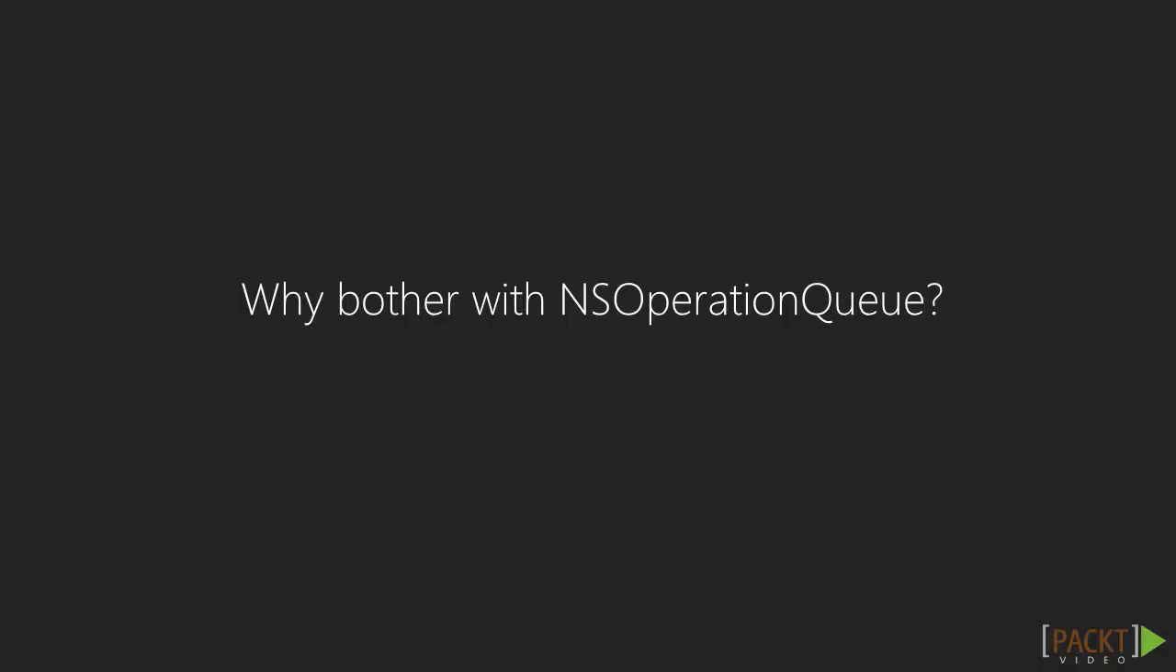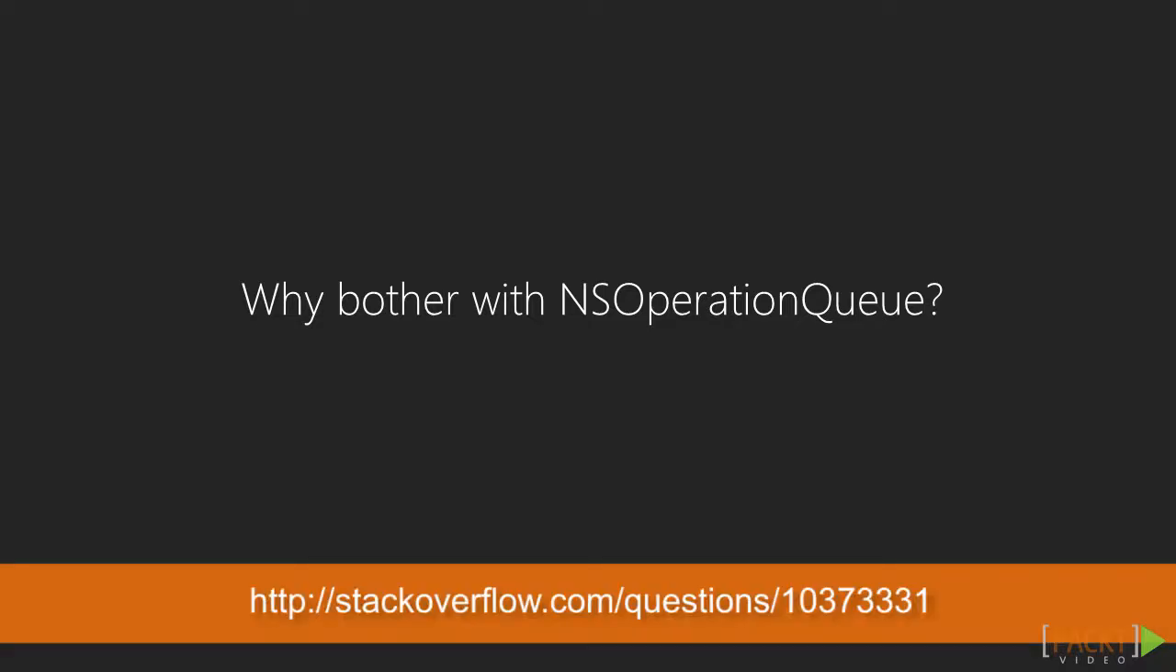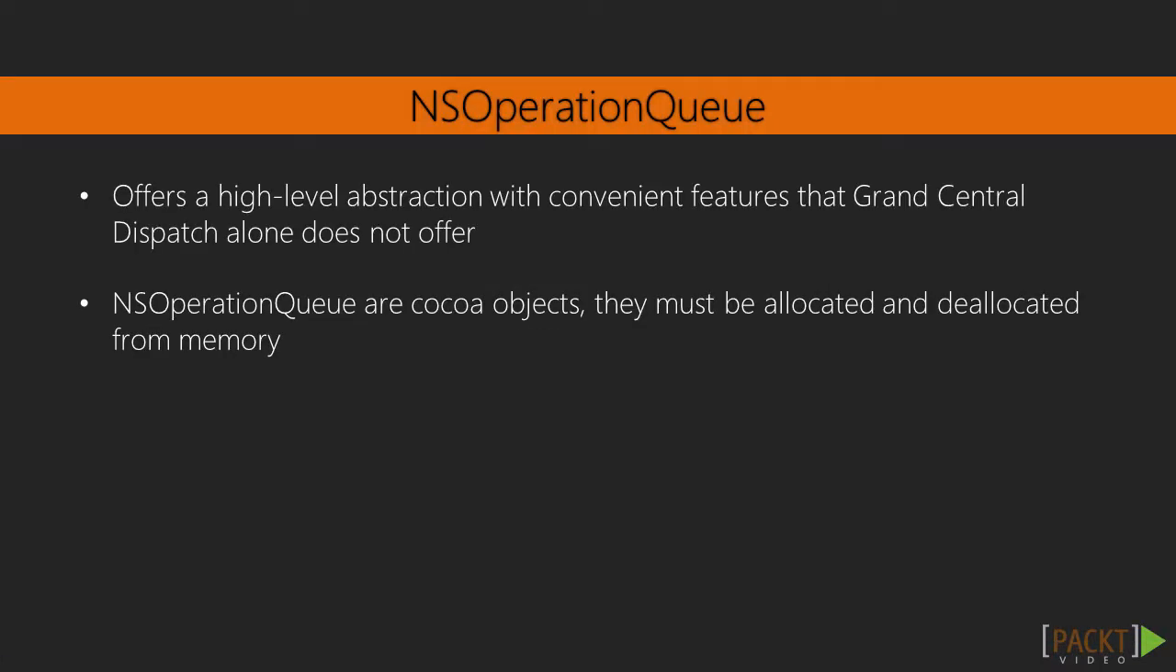If Grand Central Dispatch is so efficient, why would one even bother with NSOperationQueue? There are a few schools of thought on this, and I encourage you to follow this link to an excellent discussion on the topic. Essentially, NSOperationQueue provides a high-level abstraction that offers some convenient features that GCD alone doesn't. The trade-off, however, is that NSOperationQueue is a Cocoa object that requires a non-trivial amount of overhead to use, as it must be allocated and deallocated.